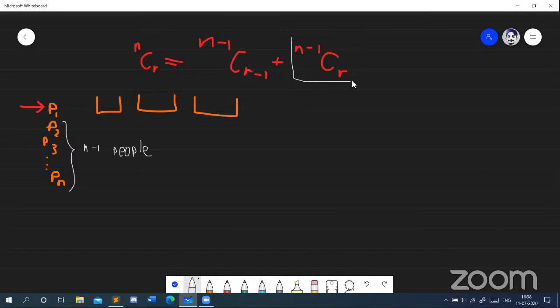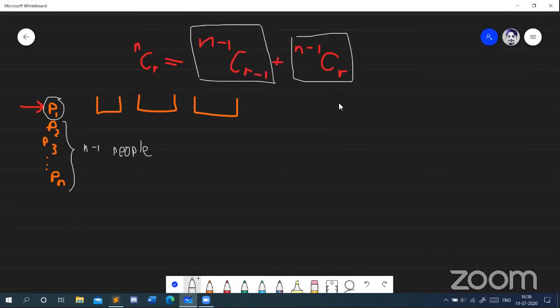And this is what this term corresponds to: n minus 1 choose r. And if I were to look at this term, if I had to include person 1, then I'm left with n minus 1 people to select from, and I have to select r minus 1 people because one spot has already been filled. If one spot is already filled, then I'm left with r minus 1 people to select, and therefore this term comes up.